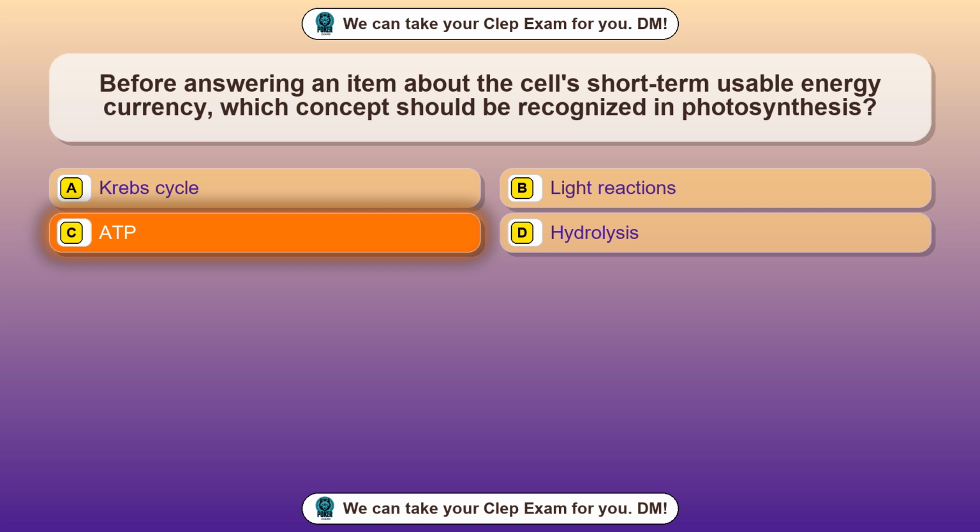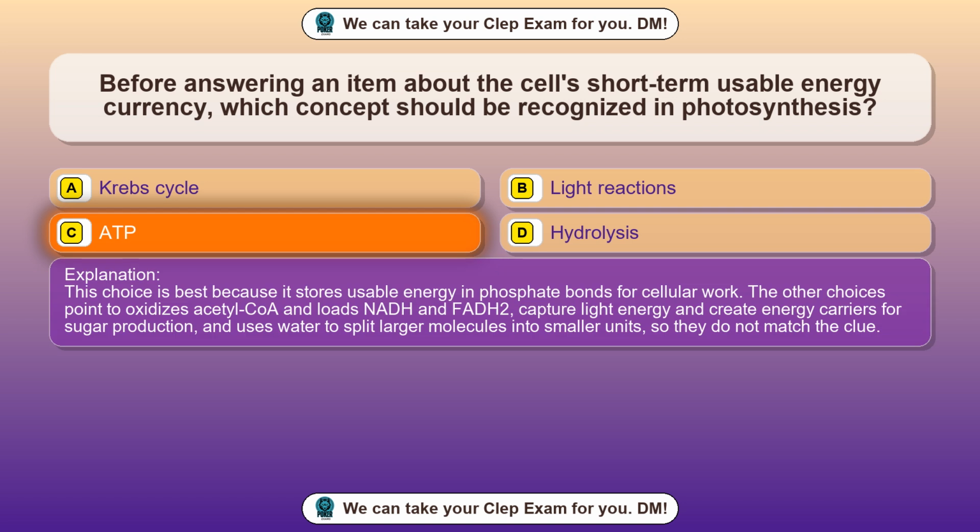ATP. This choice is best because it stores usable energy in phosphate bonds for cellular work. The other choices point to oxidizes acetyl-CoA and loads NADH and FADH2, capture light energy and create energy carriers for sugar production, and uses water to split larger molecules into smaller units, so they do not match the clue.